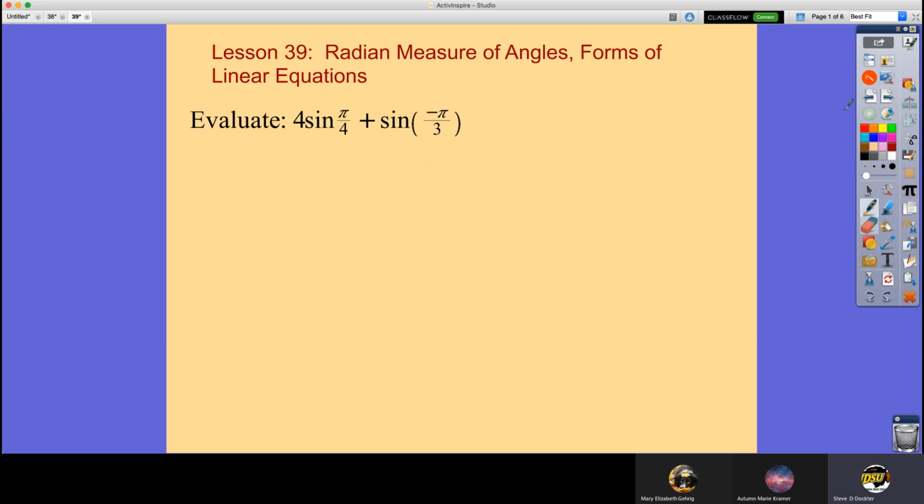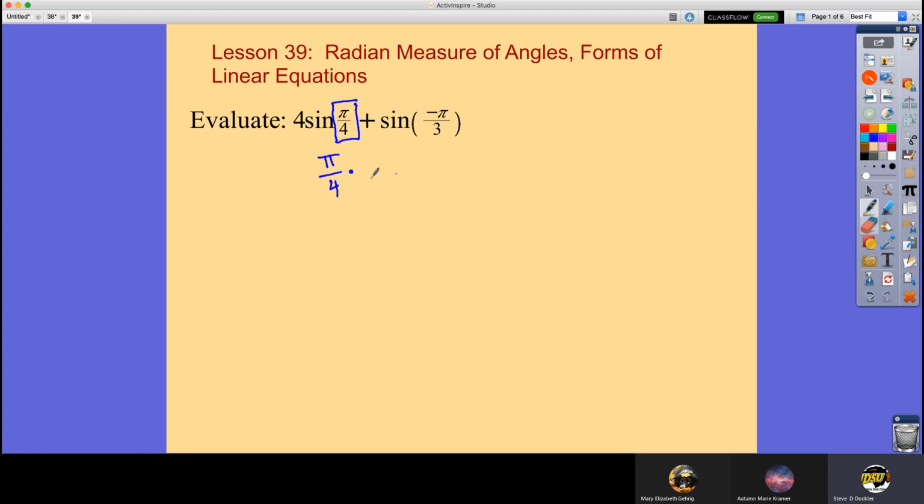All right, so this is something that you guys have already done a lot of this year. We need to figure out what 4 sine of pi over 4 plus sine of negative pi over 3 is. Now the new part for this year is this thing. That's in radian form right now. It'd be a lot easier if we could get into degrees. How do we change from radians to degrees? Do you remember?